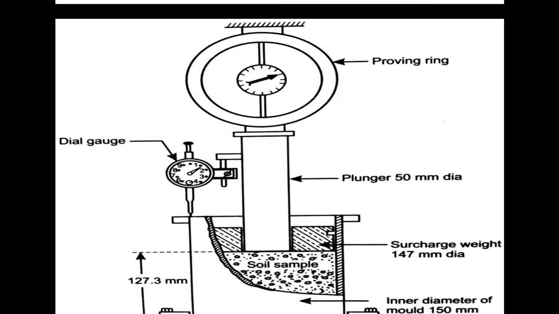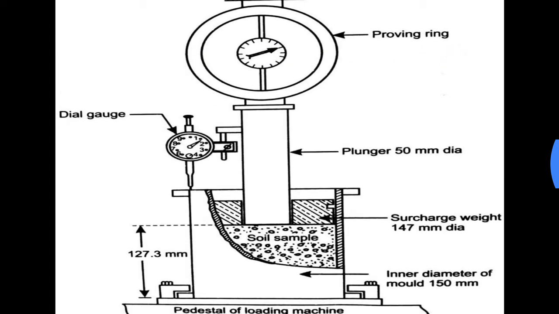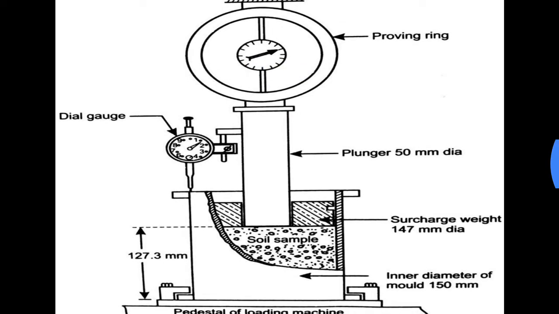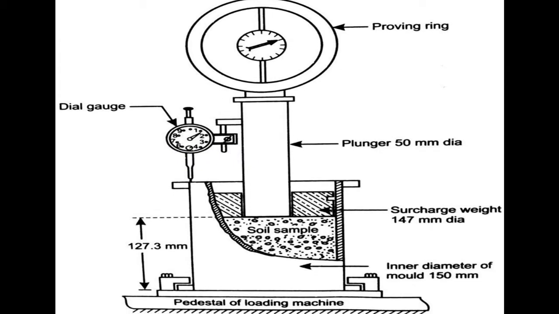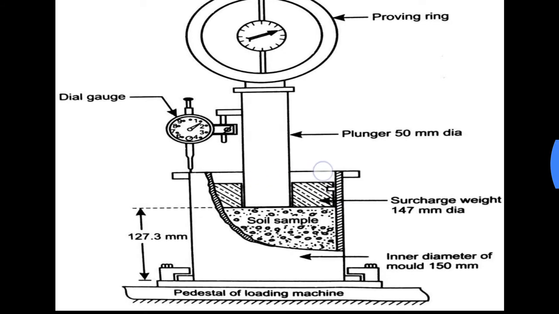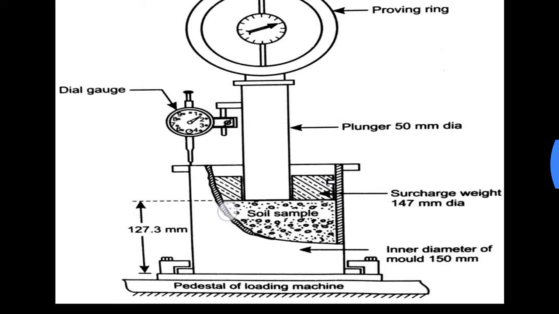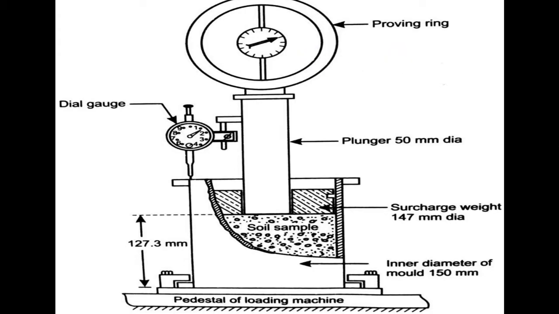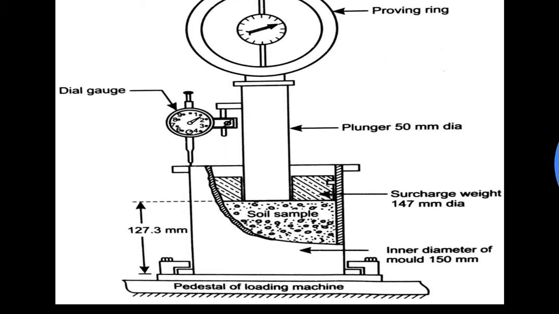Now when we test it at a standard penetration rate of 1.25 mm per minute, we keep on increasing the load and we can read that load using the proving ring dial here. We read the penetrations using this dial gauge. As the plunger penetrates this soil sample, we record the penetration to the load. So at what load there is what penetration.